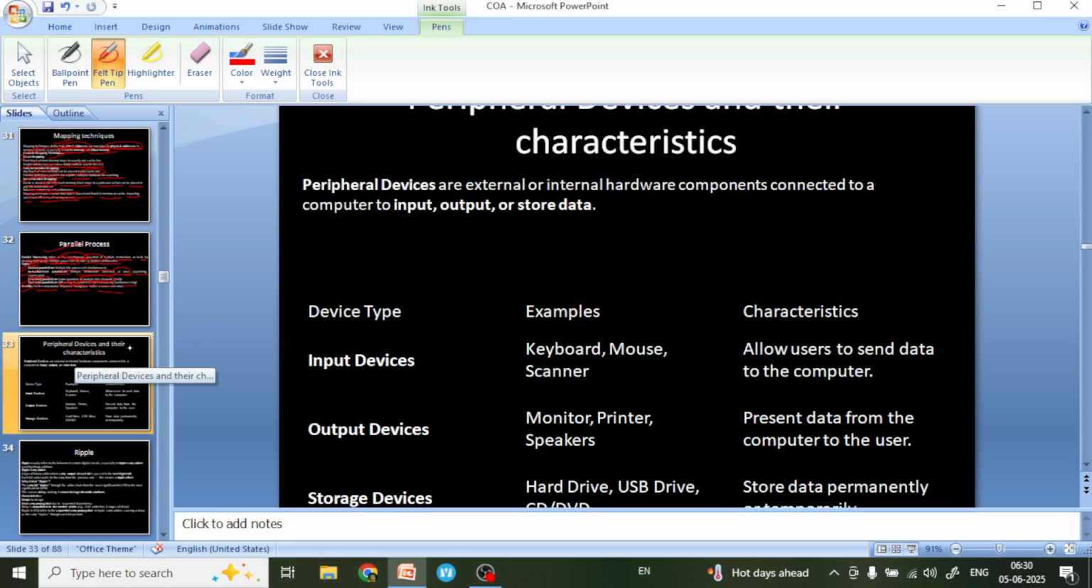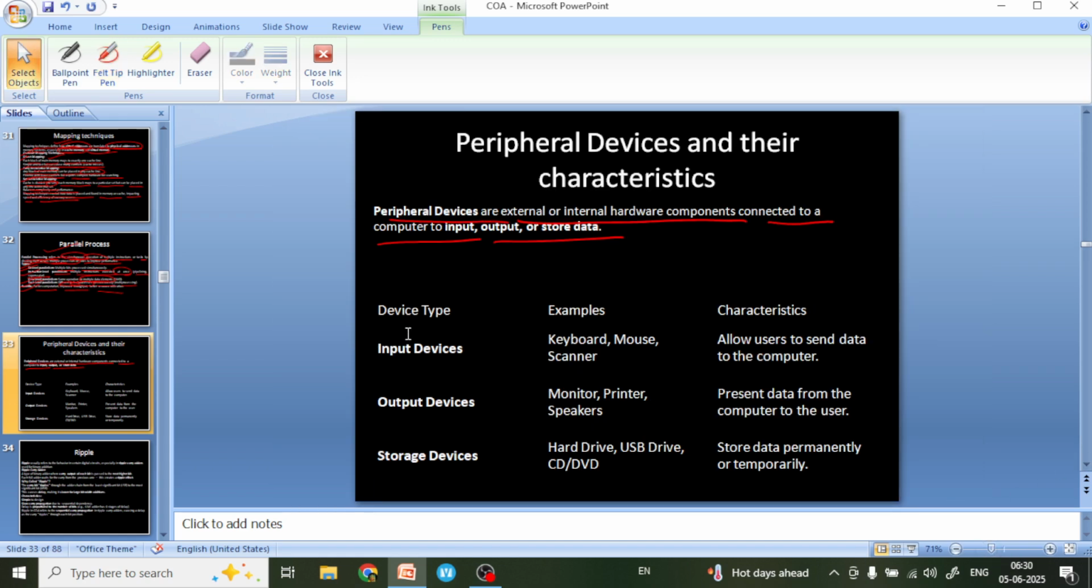What are peripheral devices and their characteristics? Peripheral devices are external or internal hardware components connected to a computer through a cable to input, output or store data. Now the next point is: what are the device types?